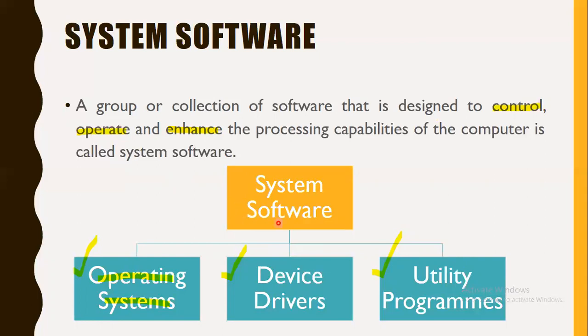System software is further divided into three categories. Number 1, operating system. Number 2, device drivers. And number 3, utility programs. We have already covered operating systems and device drivers. In today's lecture, we will cover utility programs and its types.